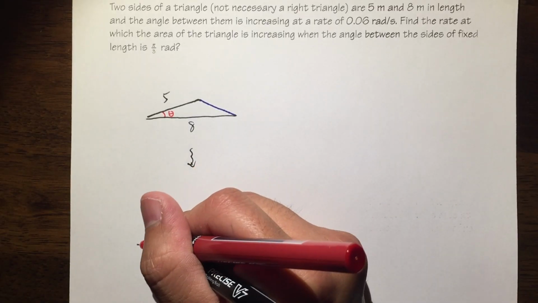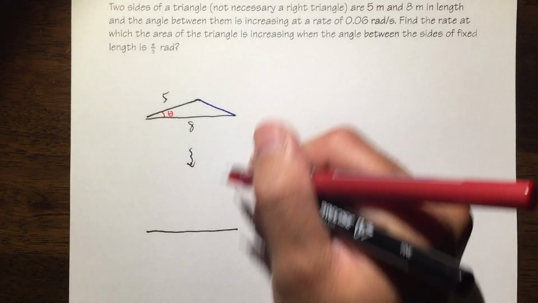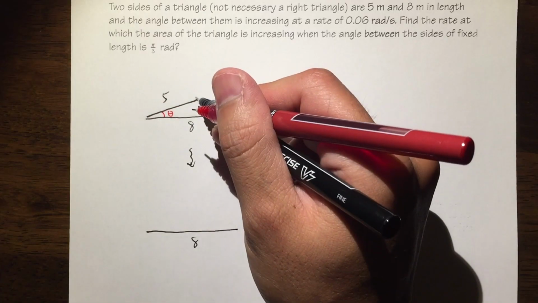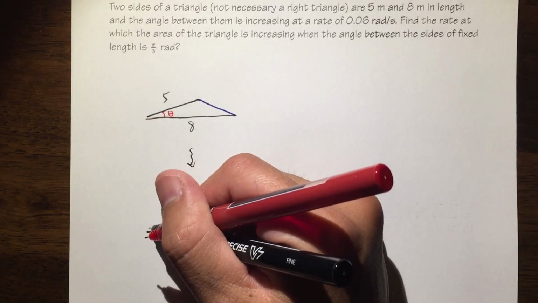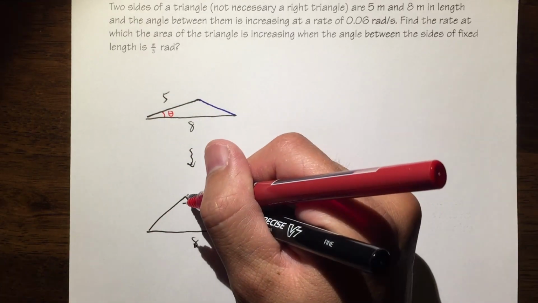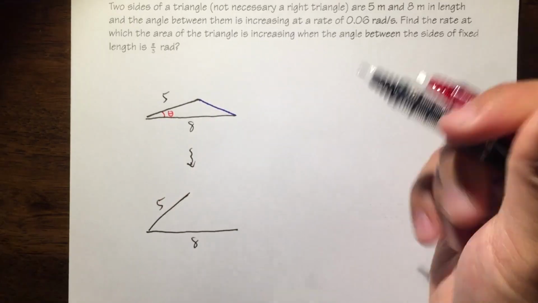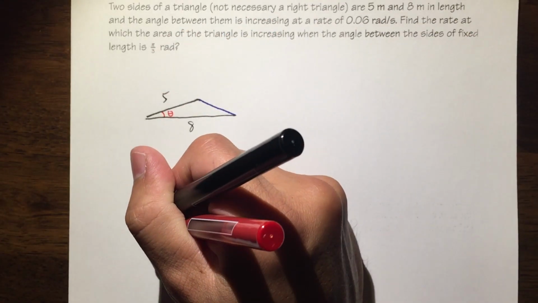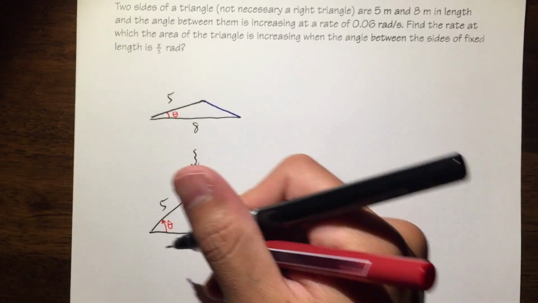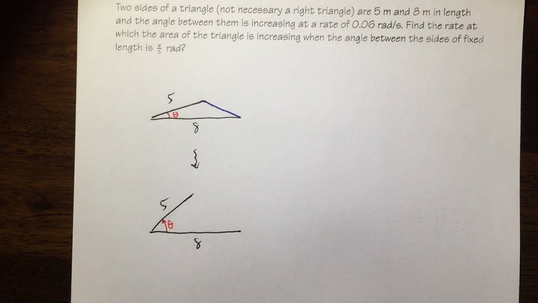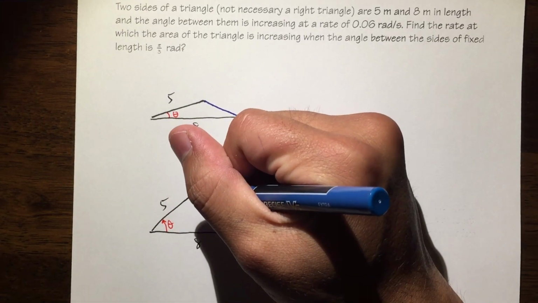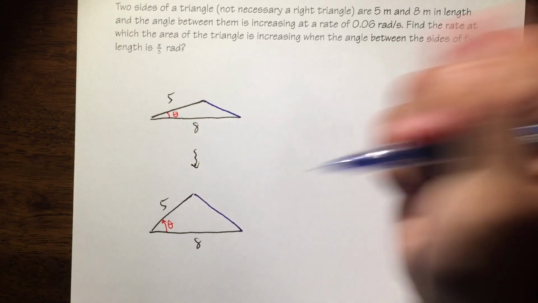So I will draw another picture for you. This is the 8, and then this side is going to be opening right here now, and this is still going to be 5. But the angle got increased like that. And of course, if you want to talk about a triangle, just connect the endpoints right here and right here.